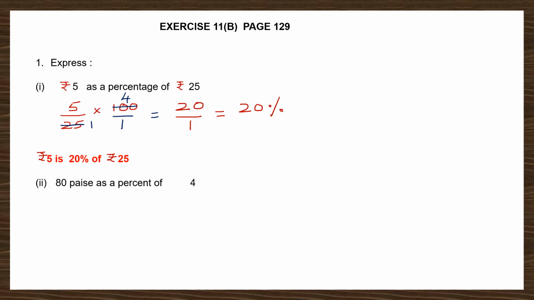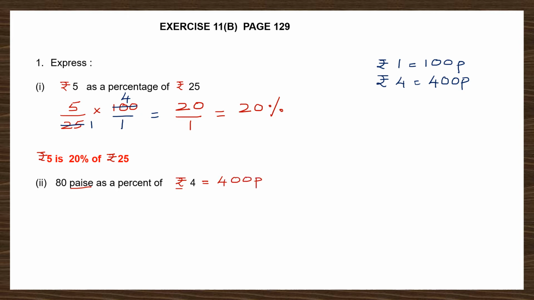Question 2. Express 80 paise as a percent of 4 rupees. Can you see that we have two units here? 80 is in paise and 4 is in rupees. When we have two different units, we have to change one of those so that both are the same unit. Let us change rupee to paise. Now, as all of us know, 1 rupee has 100 paise, isn't it? Therefore, 4 rupees will have 400 paise. So I'm going to write that. So here, this is now 400 paise.